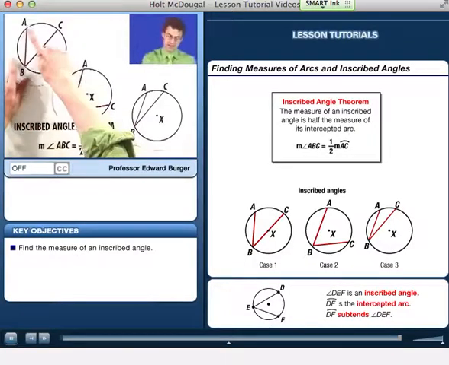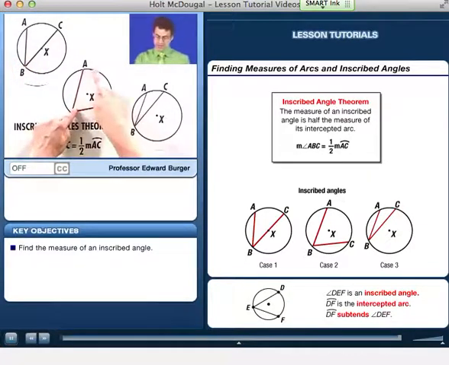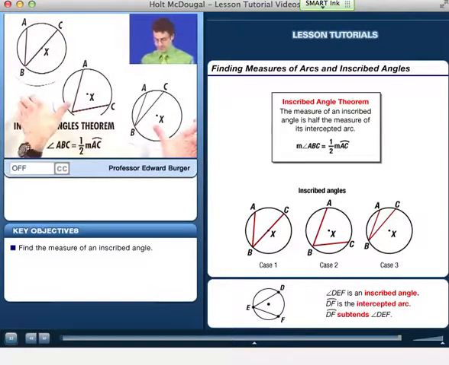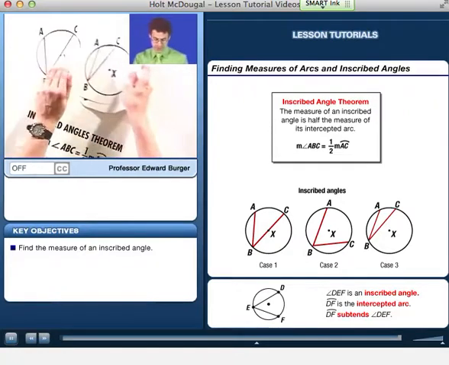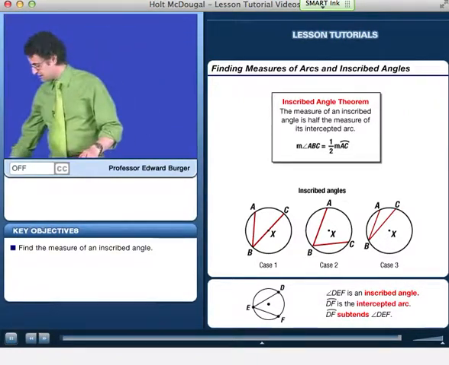So if you find the measure of this arc and take half of it, you get the measure of this angle. If you take the measure of this arc and take half of it, you get the measure of this angle. It's absolutely amazing. What a beautiful, beautiful theorem. Let's take a look at some examples where you can see this theorem really proving its true colors.